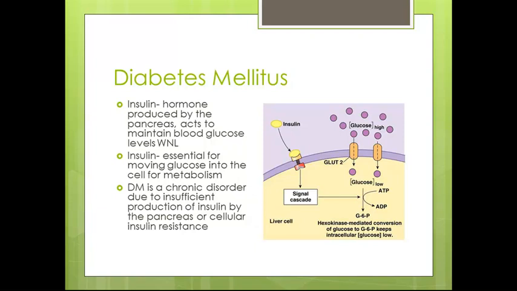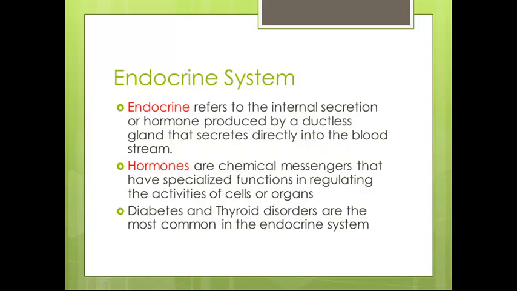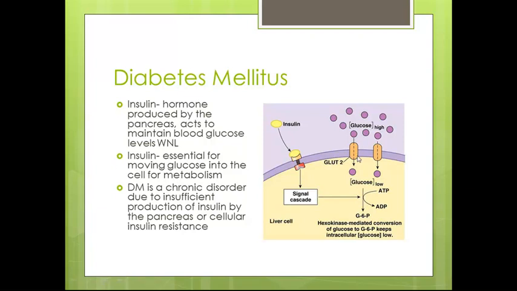Diabetes mellitus. Insulin is a hormone produced by the pancreas. It acts to maintain blood glucose levels within normal limits. Insulin is essential for moving glucose into the cell for metabolism. As you see here, we have a little insulin that connects with the receptor, and then it allows the glucose to come through its pathways into the cell. So without insulin, this glucose cannot permeate the cell membrane. So we need that insulin with the glucose.